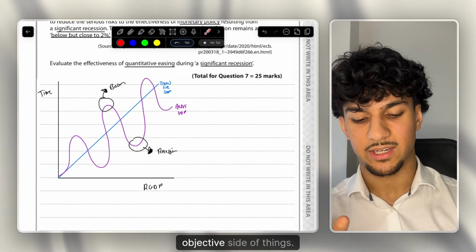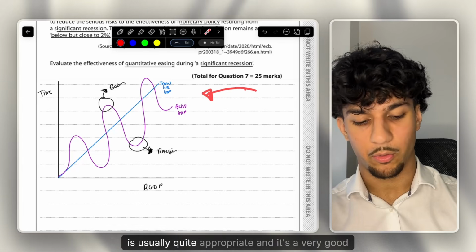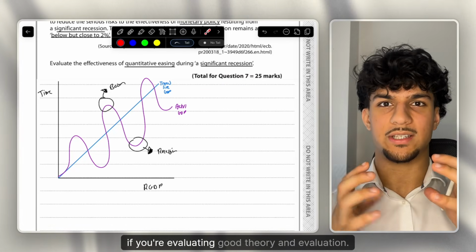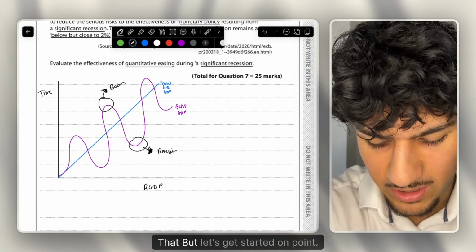In the government objective side of things, this is always, of course, depending on the question, usually quite appropriate, and it's a very good evaluation point and can really help you, especially if you're evaluating, good theory and evaluation, but then also backed it up with a diagram. But let's get started with my point.